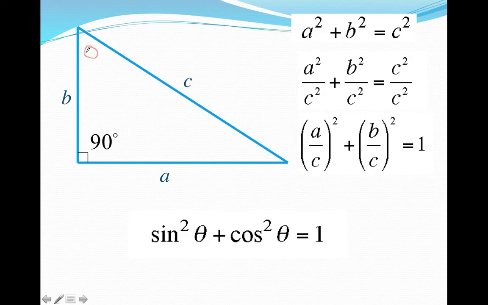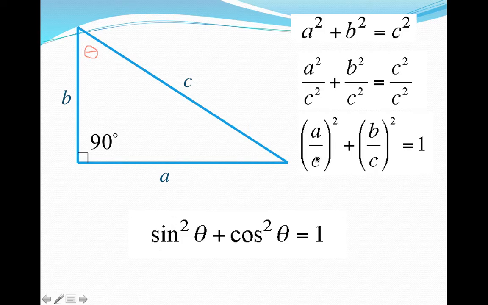Ooh, that's not too beautiful, but you got the idea. Okay, so there's theta right there. If that's theta, then this A is the opposite side. C is the hypotenuse, and B is the adjacent side. So A divided by C is opposite over hypotenuse, which is the same thing as the sine of theta.